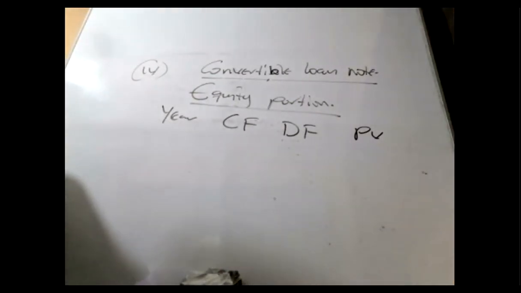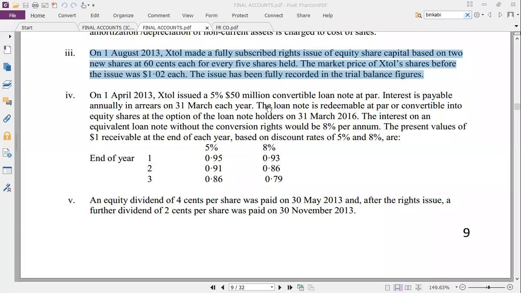Now, how many years? So let's go to the question and look out for this item. The years are... I can see 3 years in here. The loan note is redeemable on 31st March 2016. We issued on 1st April 2013. So from 2013 to 2016, how many years? 3 solid years. Fine. Good.